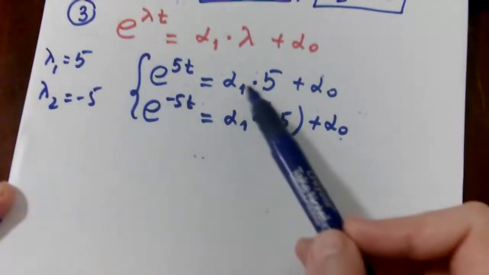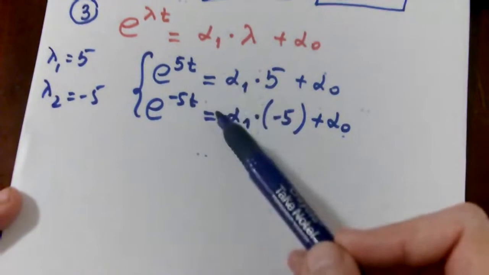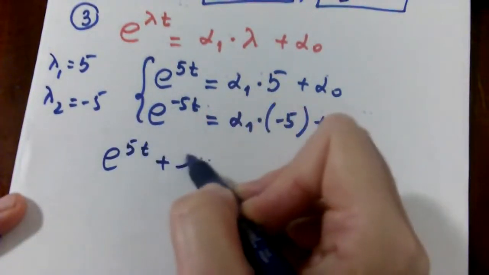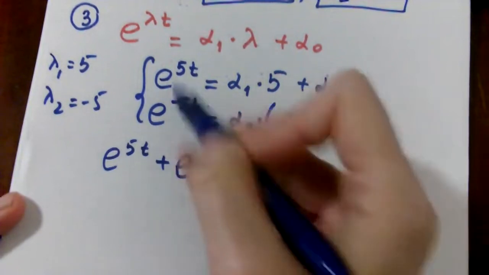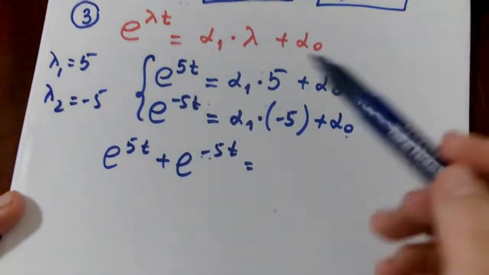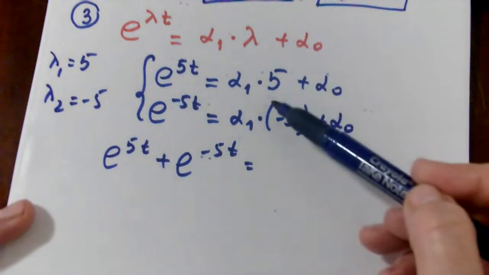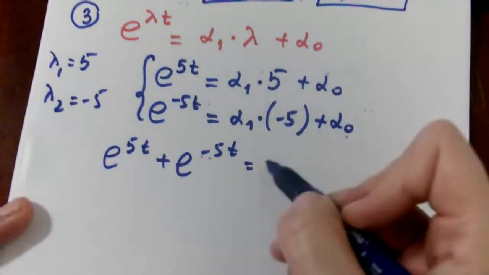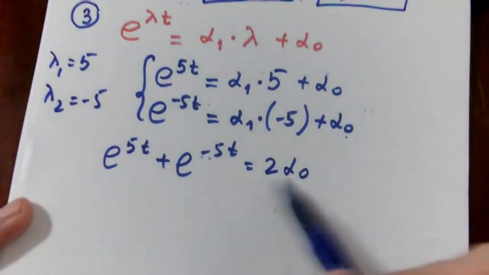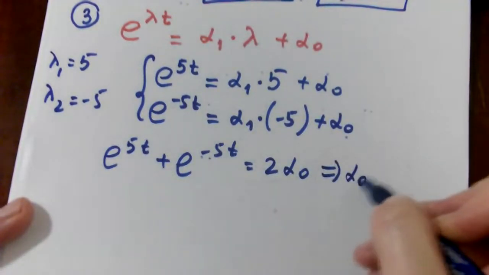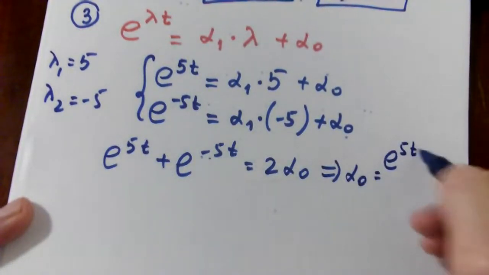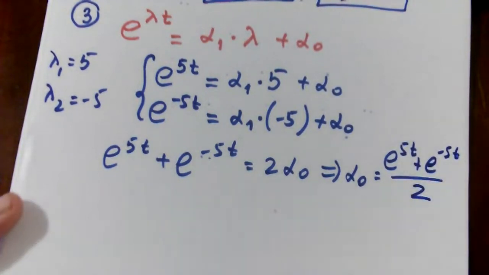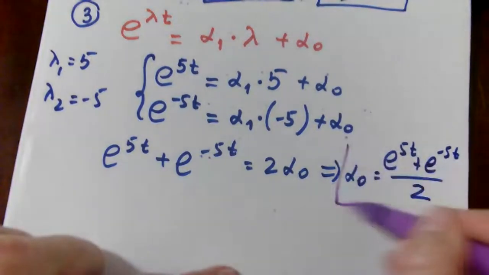Look at this. If you add these two equations together, let's do it. The left-hand side will give you e to the power of 5t. So I added together the left-hand sides. And if I add up the right-hand sides, these two terms will cancel out, and we will have only these two alpha 0. And we immediately get alpha 0. Very beautiful technique. Plus e to the power of minus 5t, divided by 2. So we already have our first alpha.